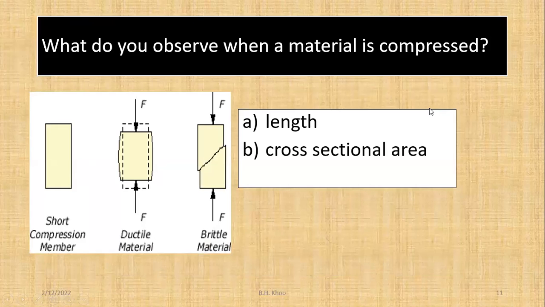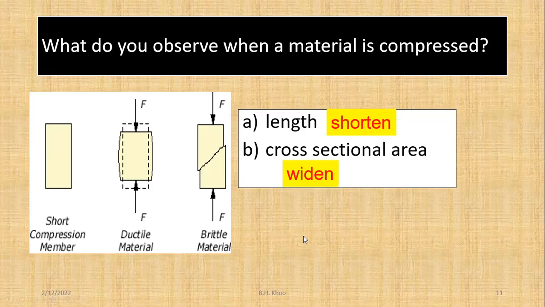Okay. What do you observe when a material is compressed in terms of length? When it's compressed, what happens to the length? Yeah, there is the original length. You compress it, what happens? What happens to the length? The length becomes shorter or smaller? Shorter, right? Cross-section area? Larger. You have pushed the material to the side, that's all. The cross-section area becomes larger or widened.